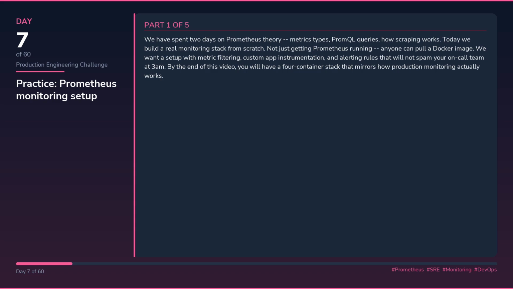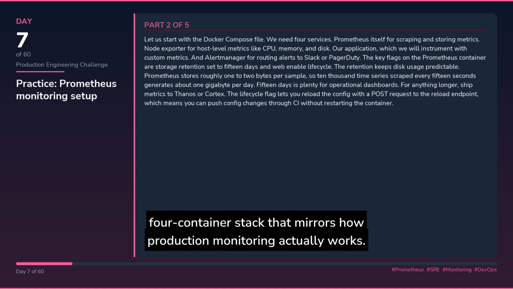We have spent 2 days on Prometheus theory, metrics types, PromQL queries, how scraping works. Today we build a real monitoring stack from scratch. Not just getting Prometheus running, anyone can pull a Docker image. We want a setup with metric filtering, custom app instrumentation, and alerting rules that will not spam your on-call team at 3 a.m. By the end of this video, you will have a 4-container stack that mirrors how production monitoring actually works. Let us start with the Docker Compose file.